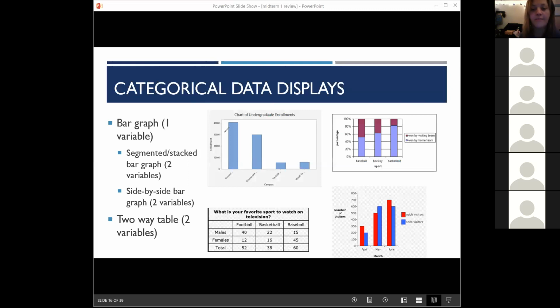So we have bar graphs, bar charts here, and remember they don't touch in this case. Histograms, remember the bars touched. In bar graphs, the bars don't touch, and the only difference between these two and this normal bar graph on the side is that we have 2 variables for our segmented and stacked bar charts, or in our side-by-side bar charts. So they're both just showing 2 variables here, and remember, they're categorical variables.